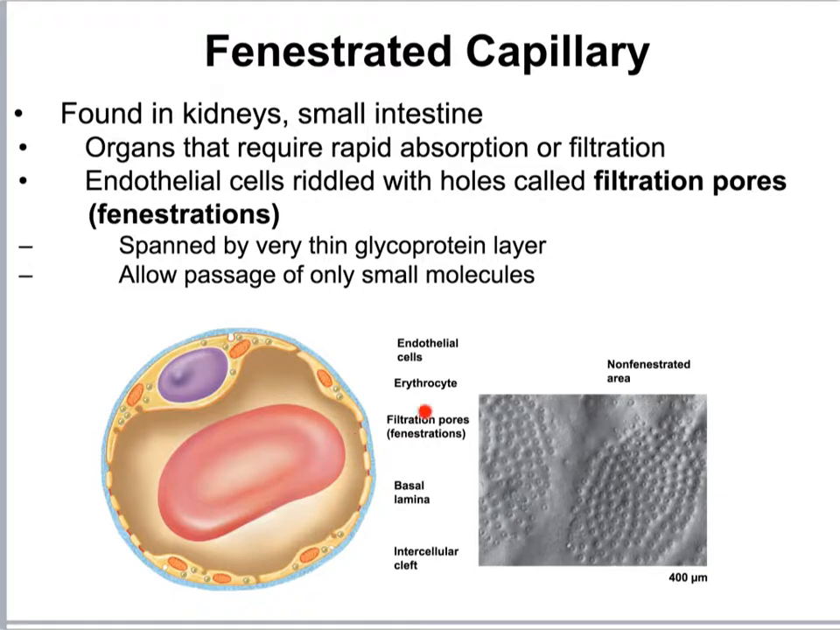So this is going to let water and nutrients, small molecules, hormones, amino acids, anything like that get squeezed out very easily here, but larger things like cells and proteins do not. There is no pericyte here, so these do not have any way of regulating their diameter.